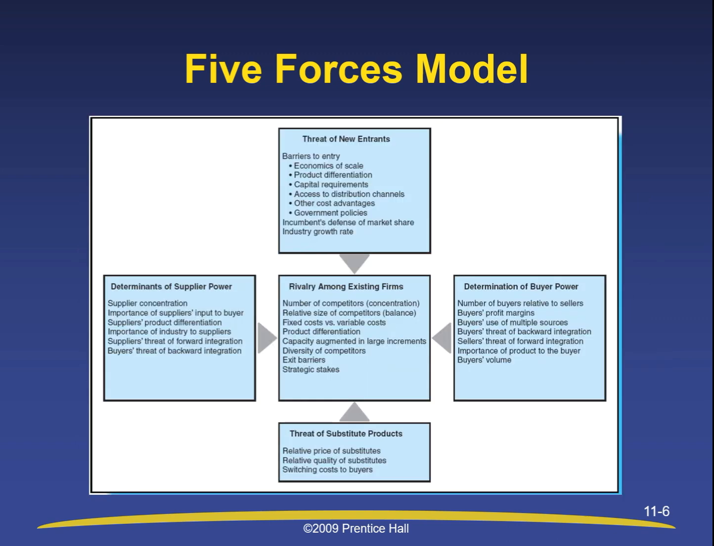5 forces model. Looking at the flow chart from the top, we have the threat of new entrants. The threat of new entrants is the threat new competitors bring into established businesses within an industry. And on the left is determinants of supplier power, which refers to factors that influence the supply of certain goods and services. These factors include the price of inputs, the company's technology, future expectations, and the number of sellers.